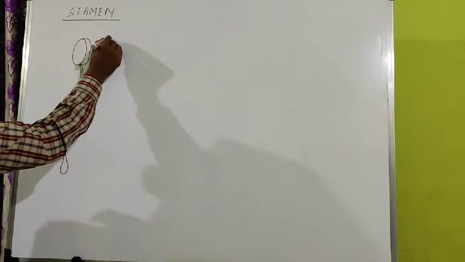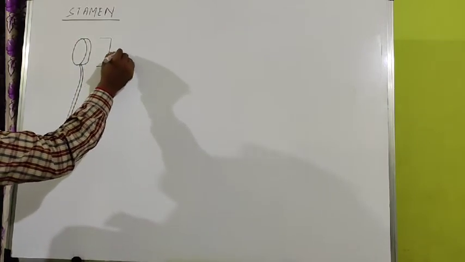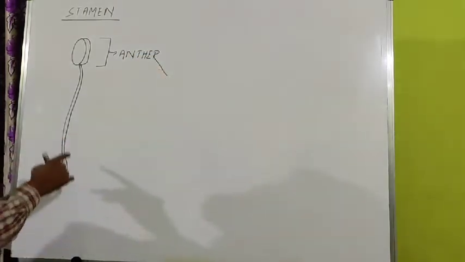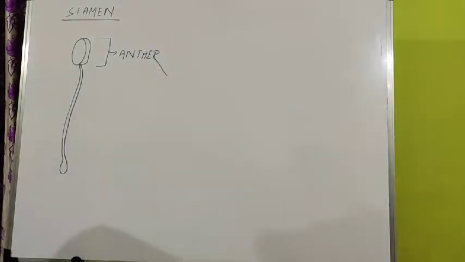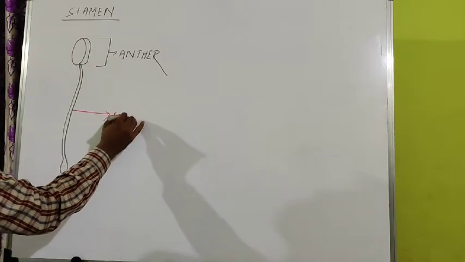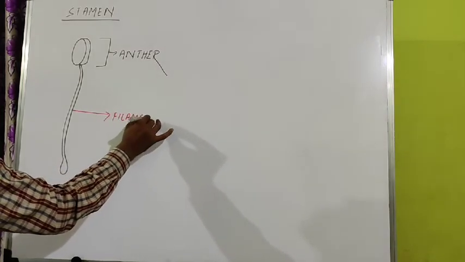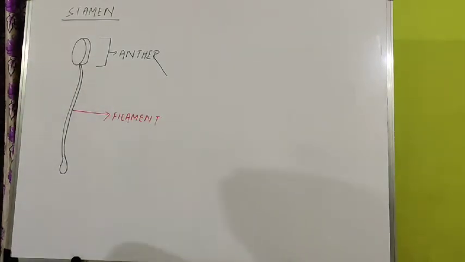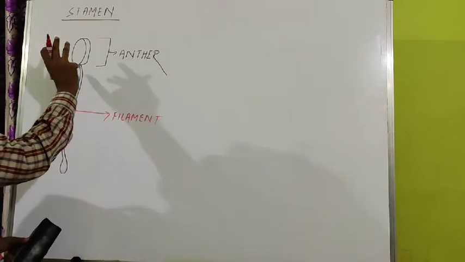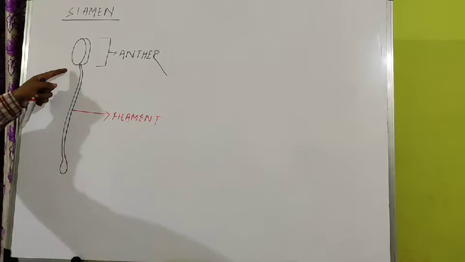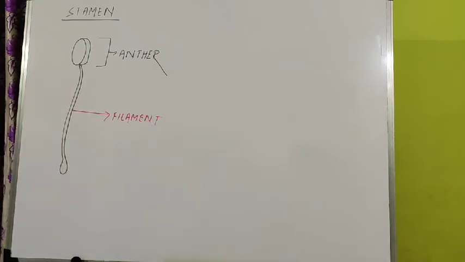This upper part is called anther. And this long and slender part is called filament. So two portions are there, anther and filament. Anther is a lobed structure, maybe spherical or oval, egg-like. This anther is the terminal part. Terminal means end. And this long and slender stalk-like structure is called filament.